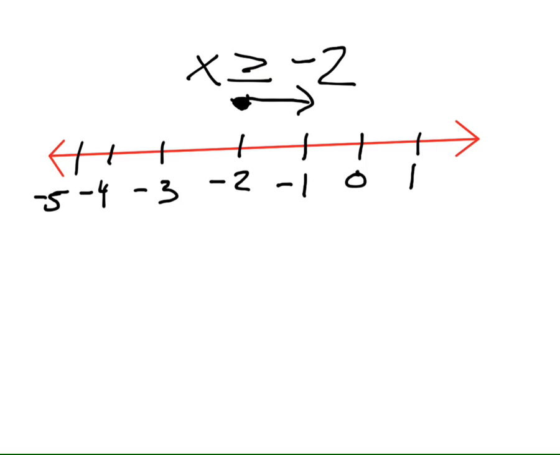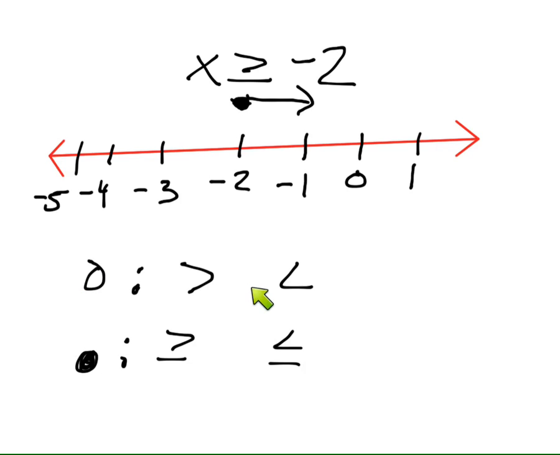So how do you know if it's open or closed? If it's open, the circle would be either greater than or less than, and a closed circle means it's included. That's going to be "or equal to," one of those two. Open circle is going to be just greater than or just less than, because that number is not included. Closed circle is going to be greater than or equal to or less than or equal to, because that number is included.